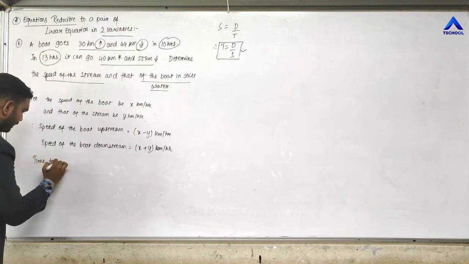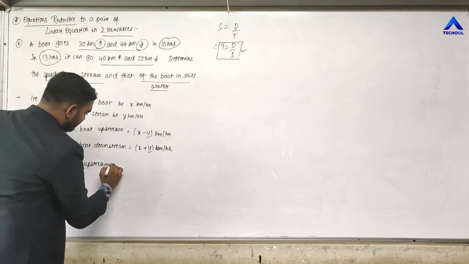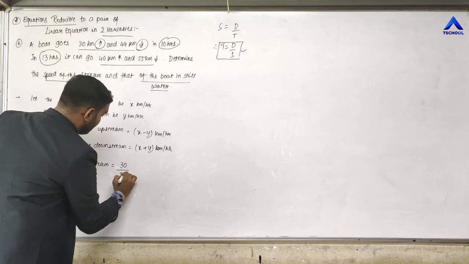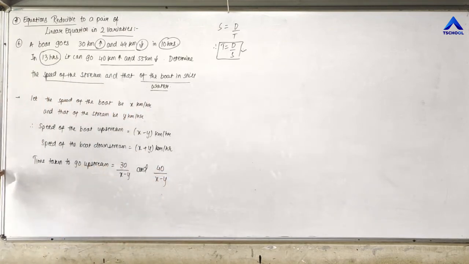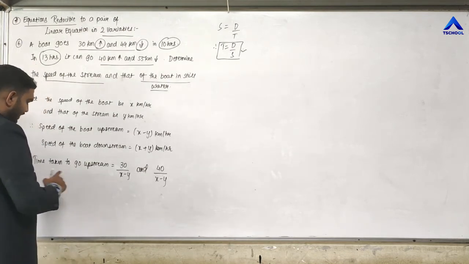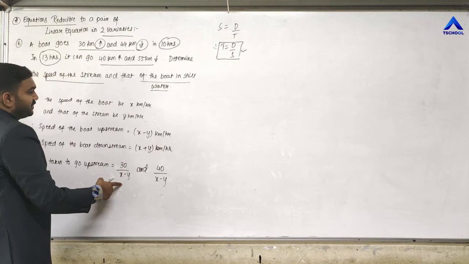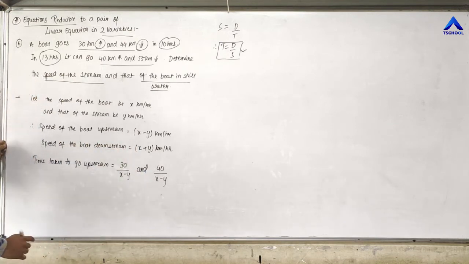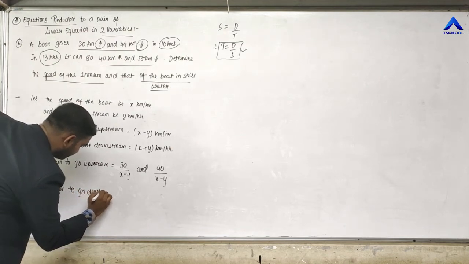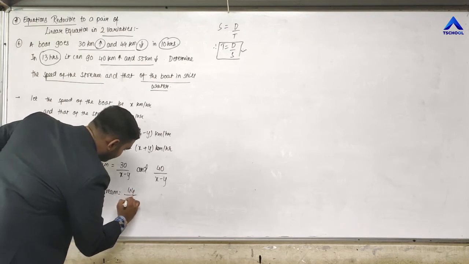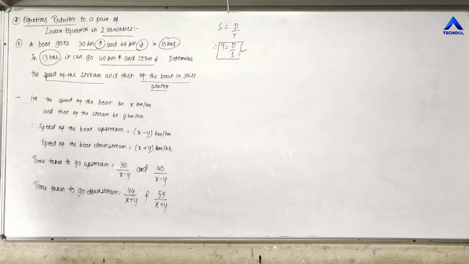Time taken to go upstream, that is 30 upon x minus y, and 40 upon x minus y. That is for both the conditions I have written here. See, this 30 upon x minus y is the time taken to go upstream. That means the distance traveled upstream divided by the speed. Distance traveled upstream is 30 in the first condition and speed is x minus y. That is general. In the second condition it is 40. Similarly, time taken to go downstream, that is 44 upon x plus y and 55 upon x plus y. Again, this is for both the conditions I have written over here, right?